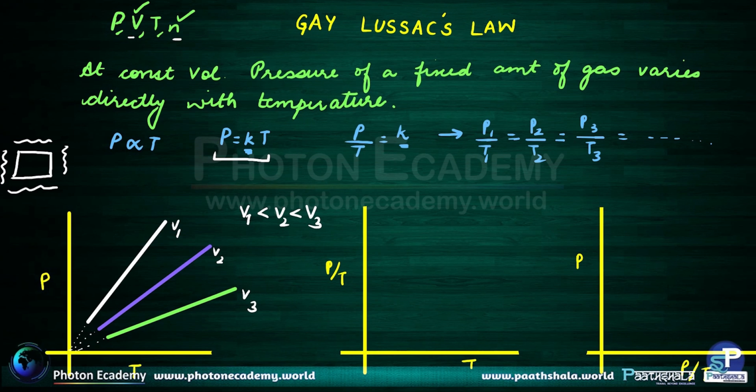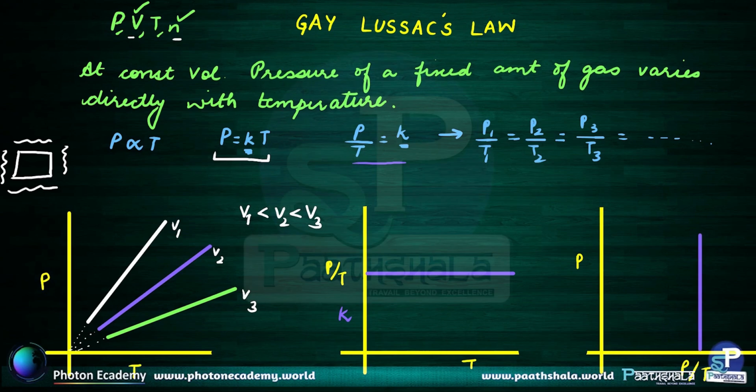Then we have the P by T versus T curve. We had seen that P by T is a constant. So for the P by T versus T curve, it would simply be a straight line with this part equal to K, the intercept. And the P versus P by T will also be a straight line, but this time parallel to the y-axis with the x-intercept being K.